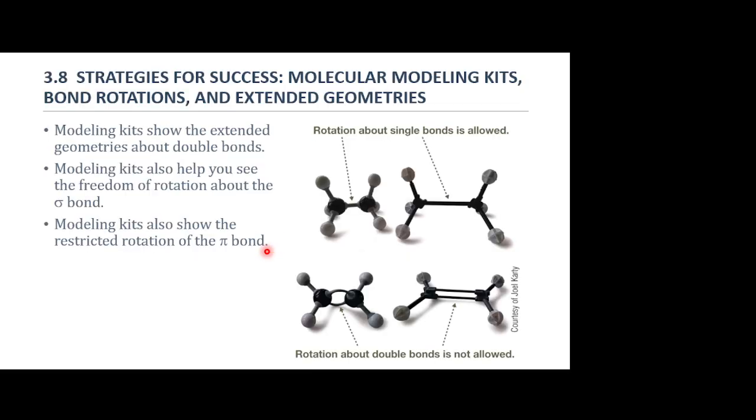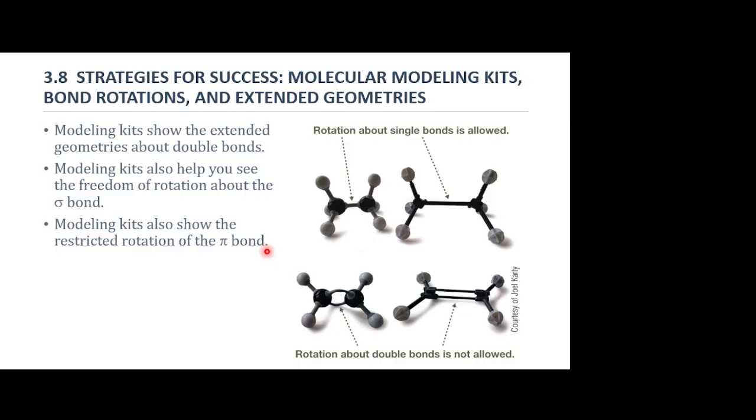Go figure. Okay, now modeling kits actually show the extended geometry about the double bonds. They can actually be quite useful for this. They can also help you see the freedom of rotation around the sigma bonds, and show the restriction around the pi bonds. If you have modeling kits, go ahead and use them. It'll help you. However, if you don't have a modeling kit, then use your hands, okay? And objects in the world around you. You can accomplish essentially the same thing as I've been doing up here, right? I usually just use my hands because then you know how to use your hands for this. And typically you don't have your modeling kits on exams.